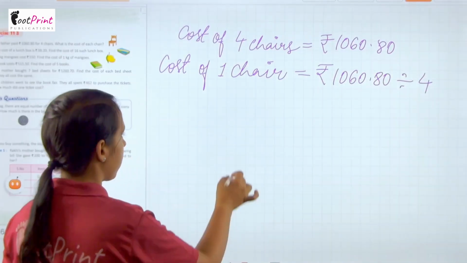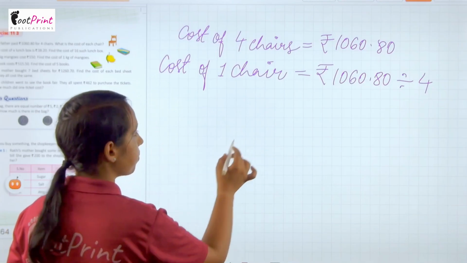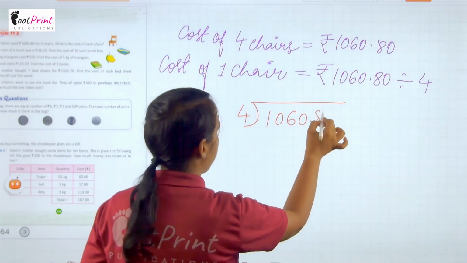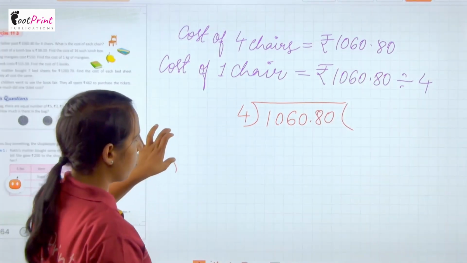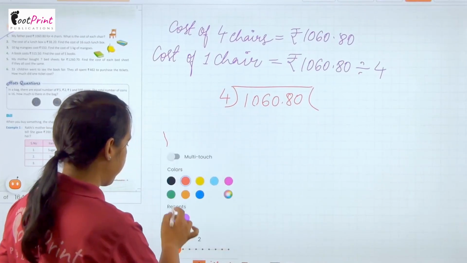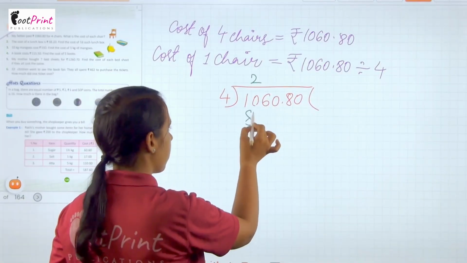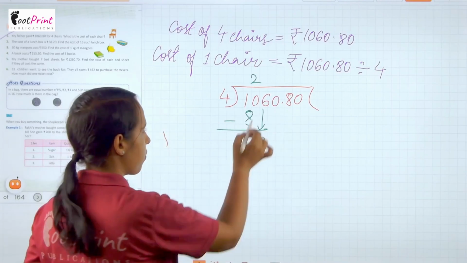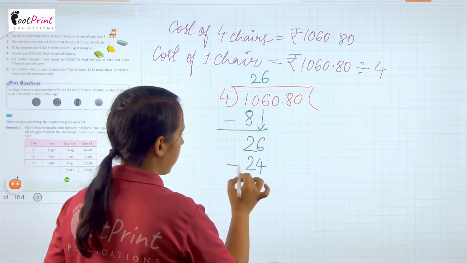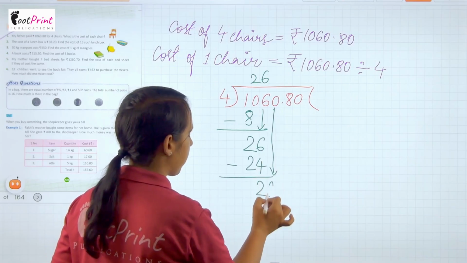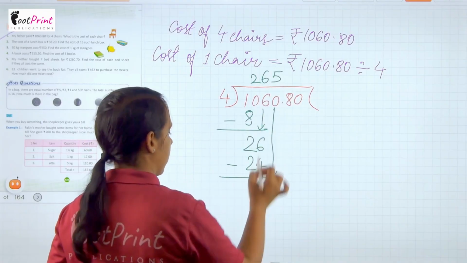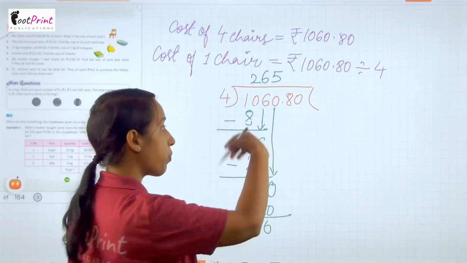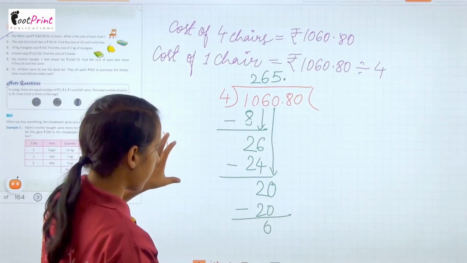Okay, now we will divide it. So let's divide it here. 1060.80. Okay, you know how to divide. So let's divide here. 4 into 8, and after subtracting we get 2 here. 6 will be brought down here. 4 6s are 24, and after subtracting it we get 2 here, and 0 will be brought down here. Okay, 4 5s are 20, and after subtracting we get 0, and here we have a decimal, so we put a decimal in the quotient also.